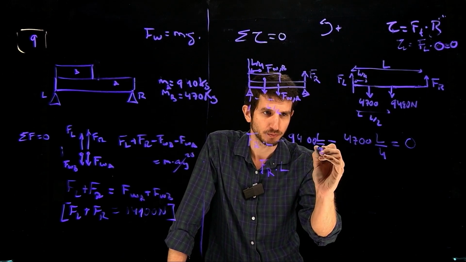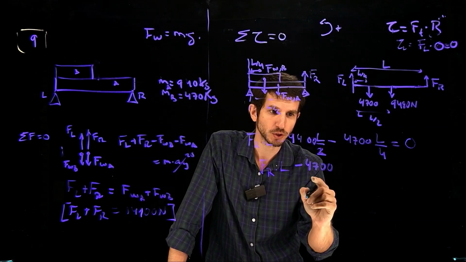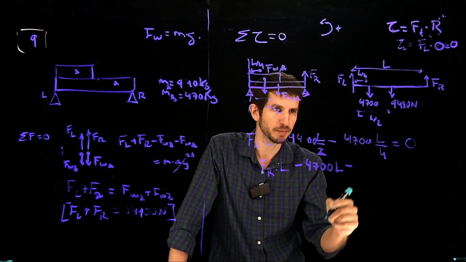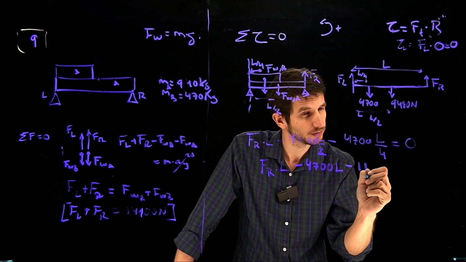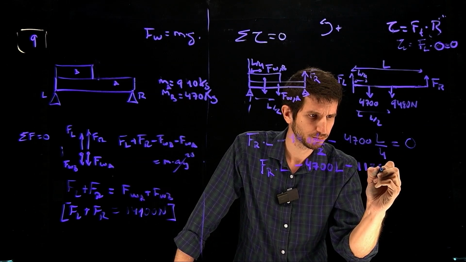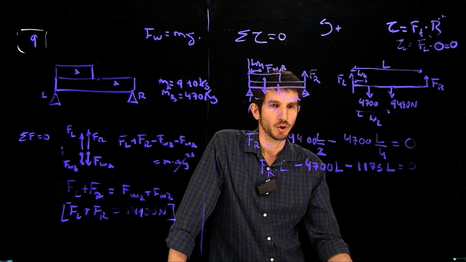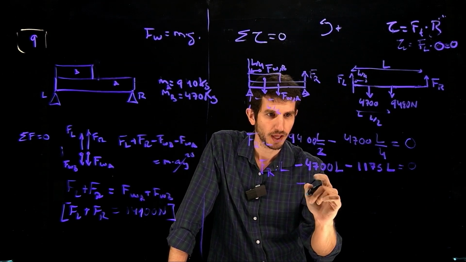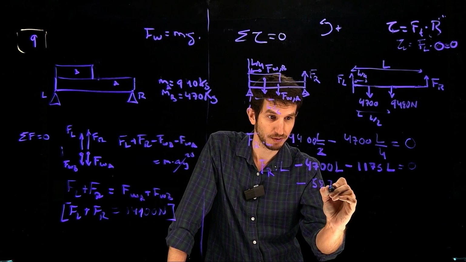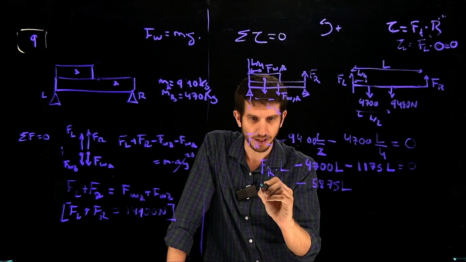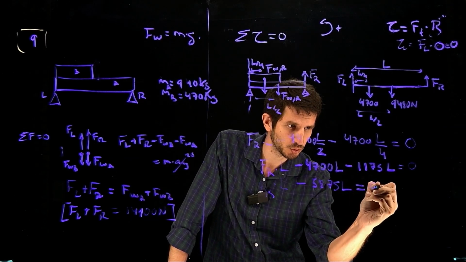This divided by 2, that's minus 4,700 L. This divided by 4, that's 1,100 and probably 75 L, and that's equal to 0. Okay, now we can add these two together, and that's going to be 5,875 L. This is L, and this is F sub r, and that needs to be equal to 0.